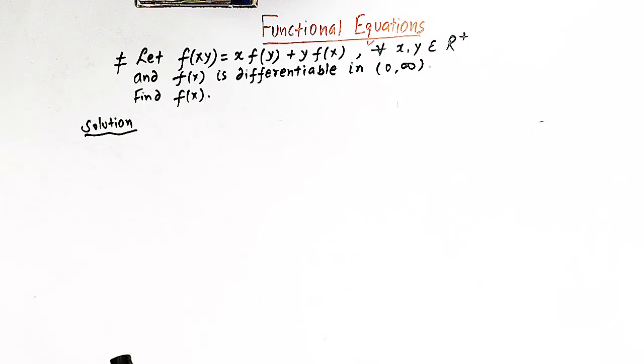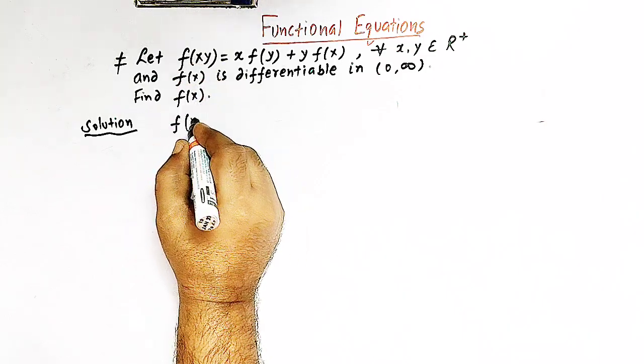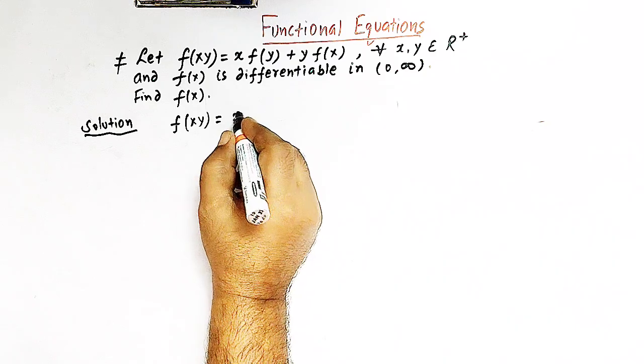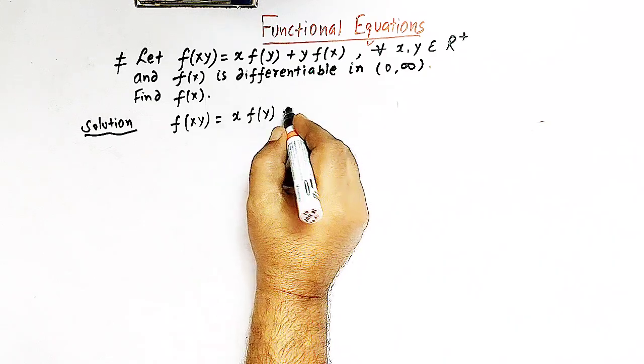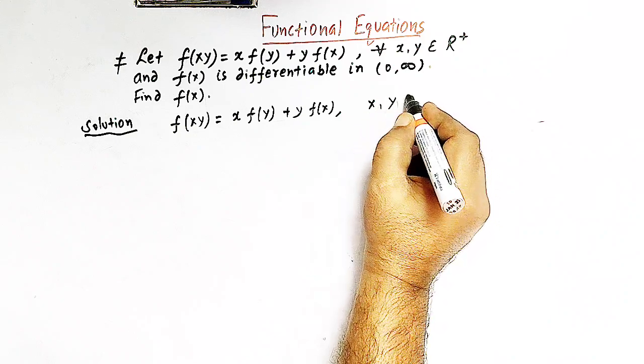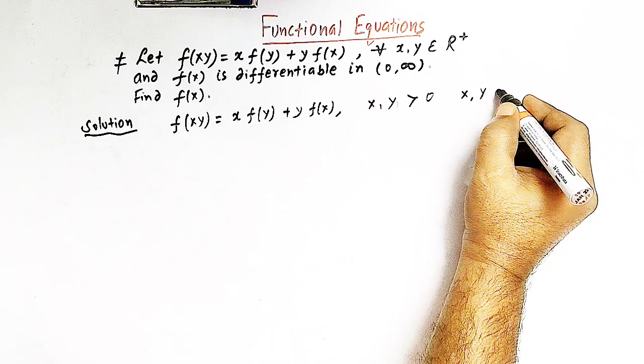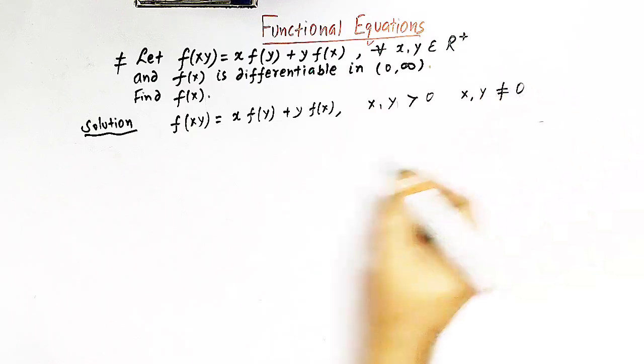Here we'll solve this functional equation with the help of derivatives, right? So we'll use the method of partial differentiation to get the value of f(x). We are given the functional equation f(xy) = x f(y) + y f(x) for xy greater than 0. And remember, here x and y are not equal to 0.